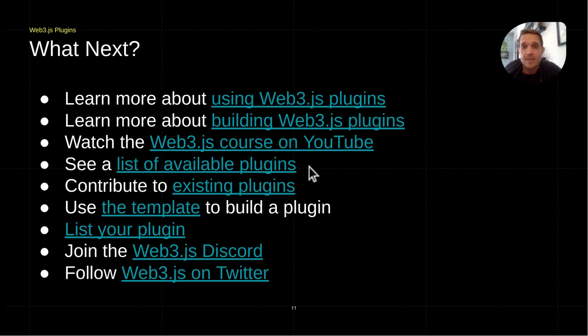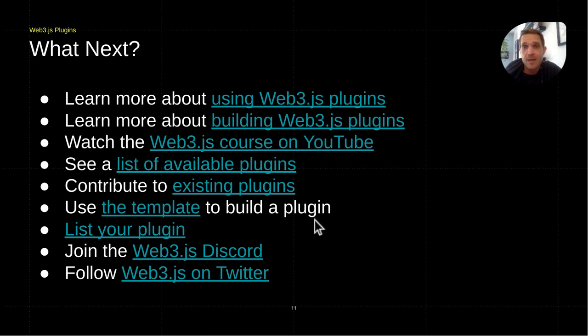On the Web3.js homepage, you can see a list of all the available plugins. And if you go to the Web3 organization on GitHub, you can see the repositories for a lot of these plugins and maybe contribute to one if you'd like. We have an awesome template that you can use if you'd like to build a plugin for yourself. I've used it myself, and it makes it very, very easy to start. You can easily whip up a plugin in just a couple of hours.